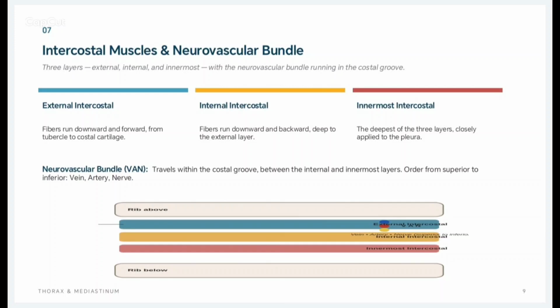Crucially, the neurovascular bundle, often remembered by the acronym VAN, standing for vein, artery, and nerve, travels within the costal groove. It is situated between the internal and innermost muscle layers. When performing procedures like a thoracocentesis, it is vital to remember this superior to inferior order and to always insert instruments above the rib to avoid damaging these structures.